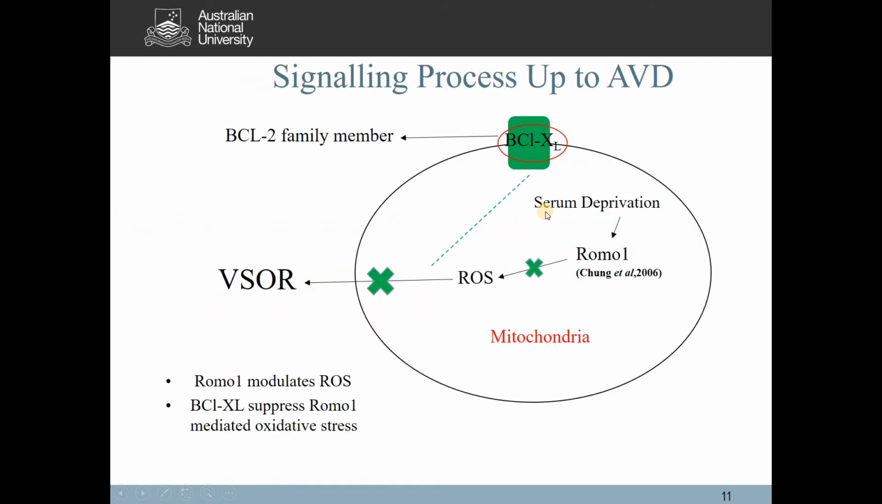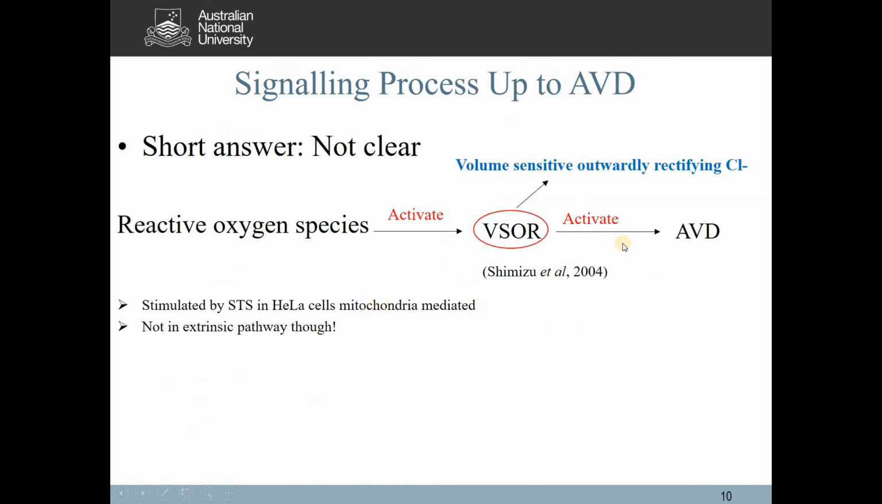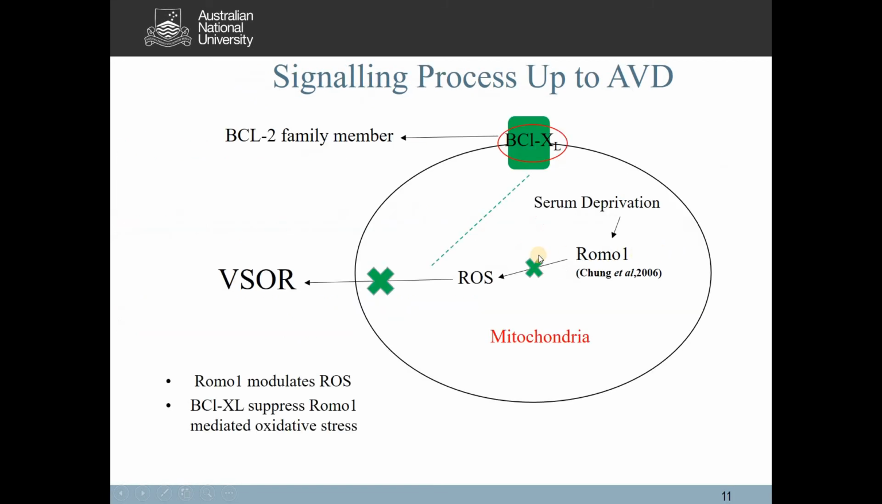But he found that if you induce it with BCL-XL, which is in the mitochondria, again a member of the BCL2 family, this would solely inhibit the ROMO1 protein. And this means if we inhibit the ROMO1 protein, we no longer produce reactive oxygen species, and we should no longer produce a VSOR channel. Hence, we should not be getting the cell volume decrease, right? Because if the VSOR channel is not being produced, we should not get AVD to occur.